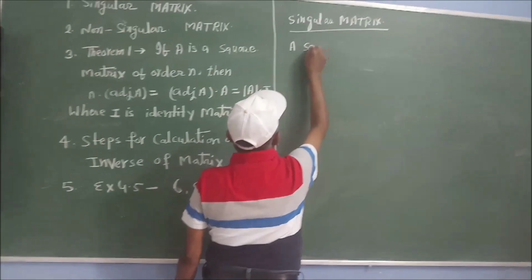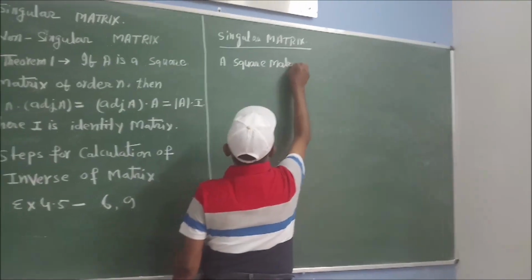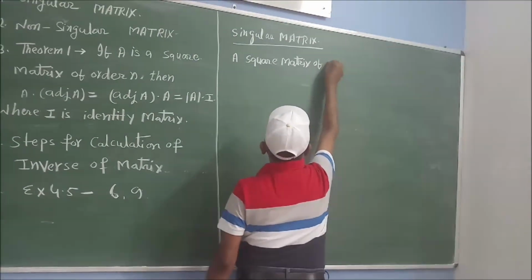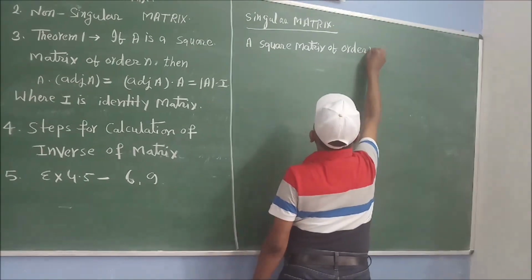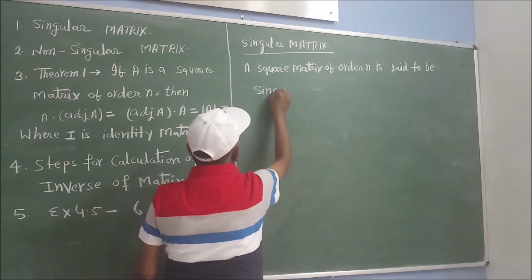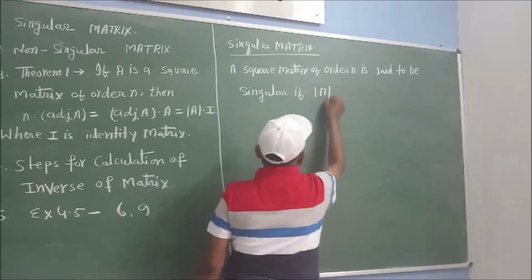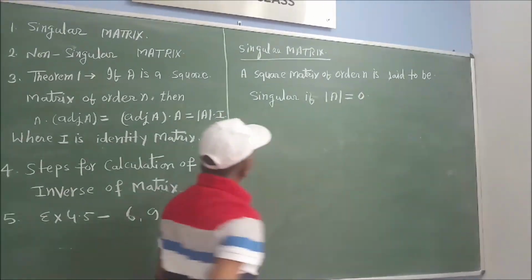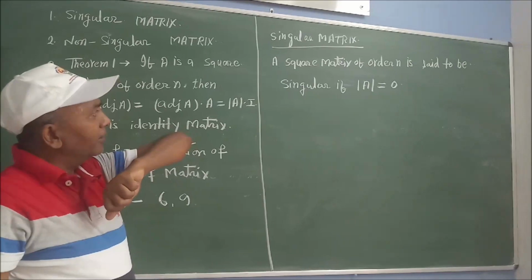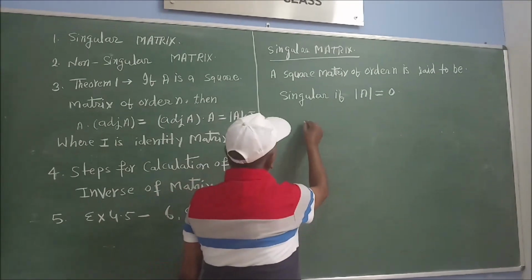A square matrix of order n is said to be singular if determinant of A is equal to 0. See here, a square matrix of order n is said to be singular if determinant of A is equal to 0. Here I have taken an example.